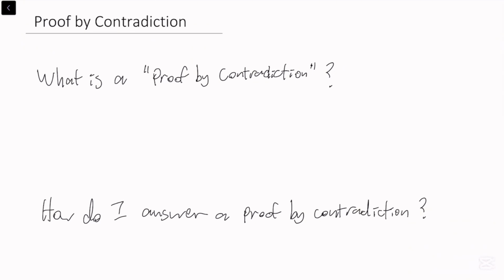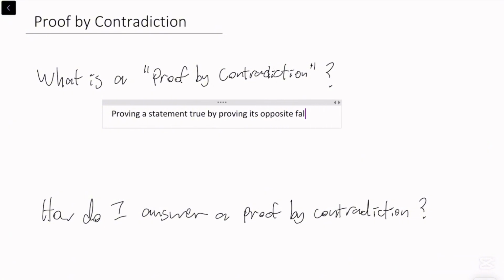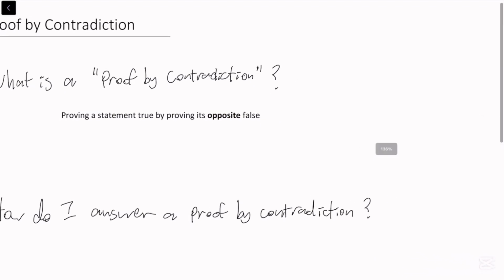So, the first concept I would like to discuss is the proof by contradiction. Let's start off by defining what a proof by contradiction is. In short, it is a method of proving a statement false or true by proving its opposite false. The keyword here is opposite, and I'll be getting into what that means right now.